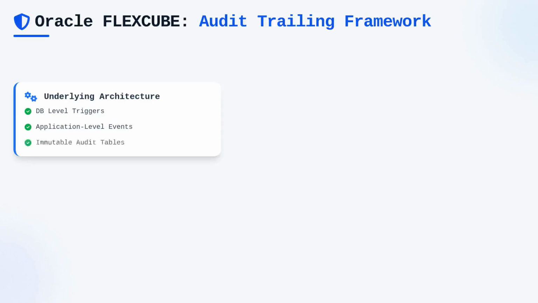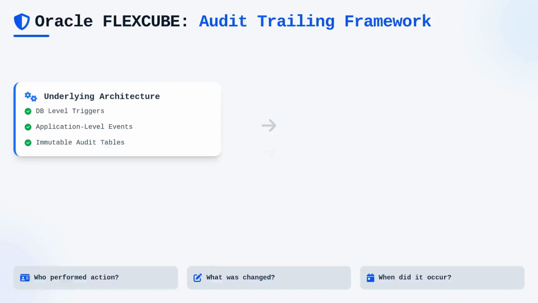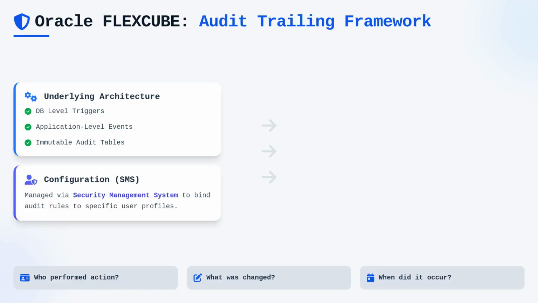When a user performs an action, be it a financial transaction, a static data update, or a system configuration change, the system must capture who performed the action, what exactly was changed, and when the event occurred. This data is physically stored in specific audit tables, which are structured to serve as an immutable record of historical activity within the banking environment.